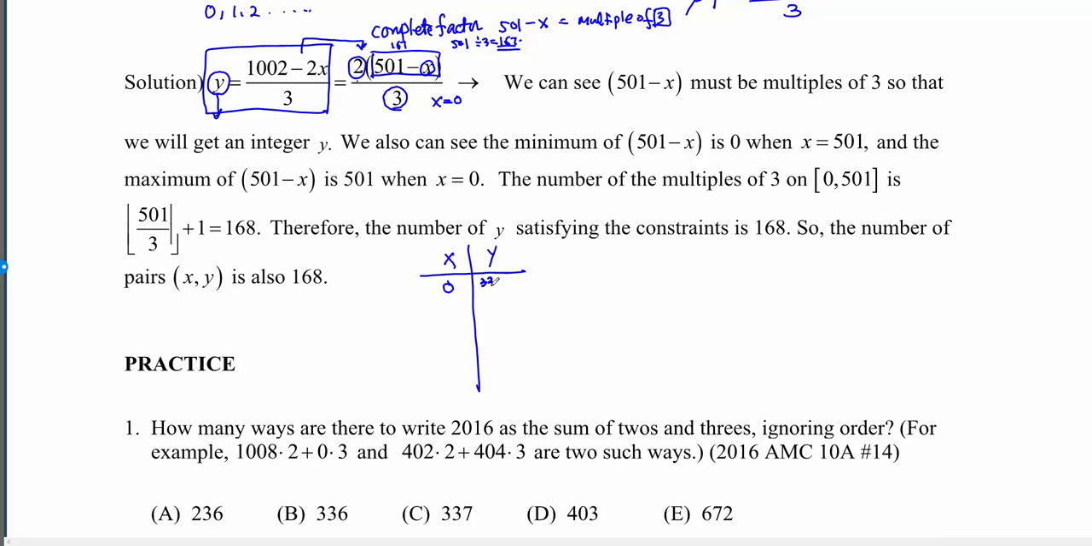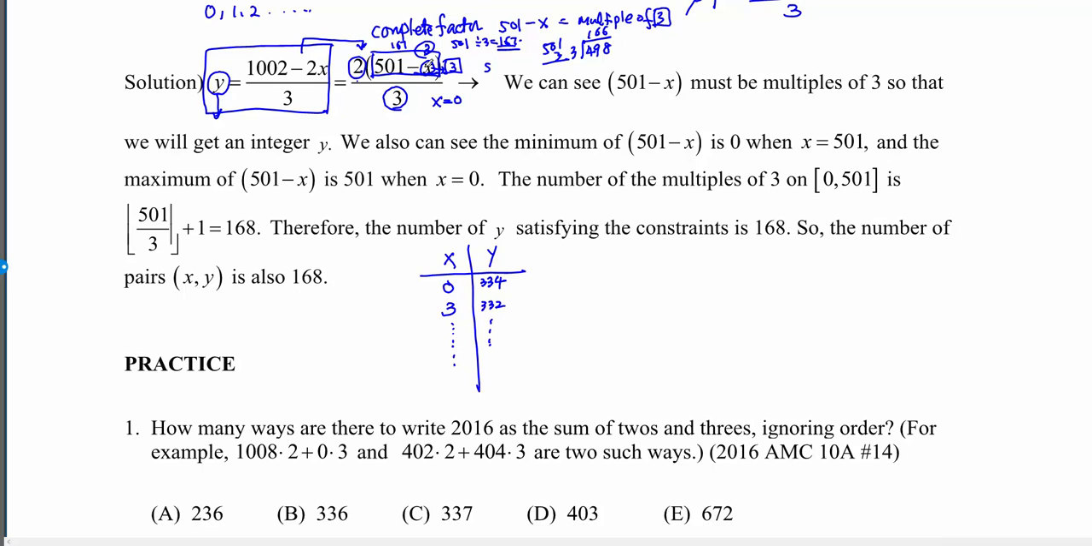So 334, right? Okay. So the next multiple of 3 is what? Take up 3 again, so the next number is 3. When x equals 3, 501 minus 3 is 498. This can be divided by 3 again, 166, and 166 times 2, the value of y, is 332. Keep going.